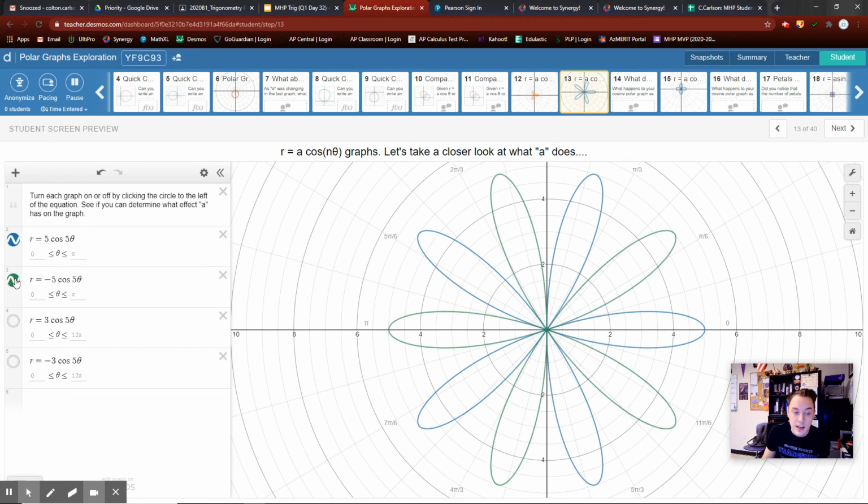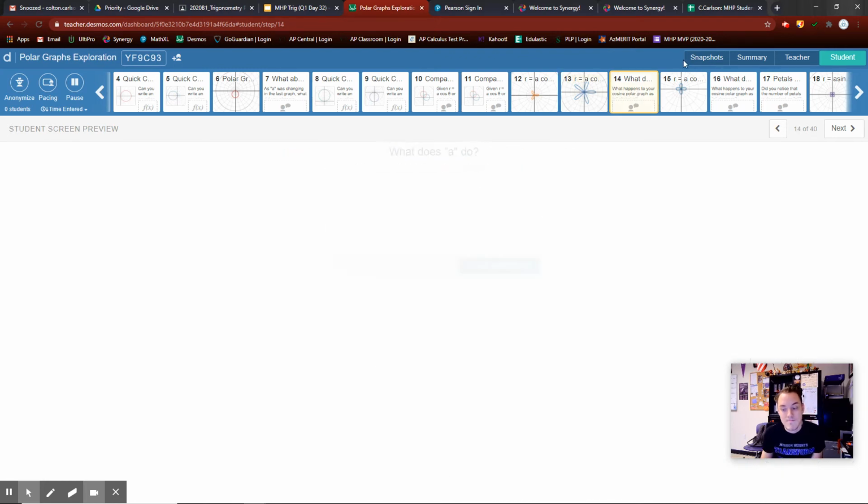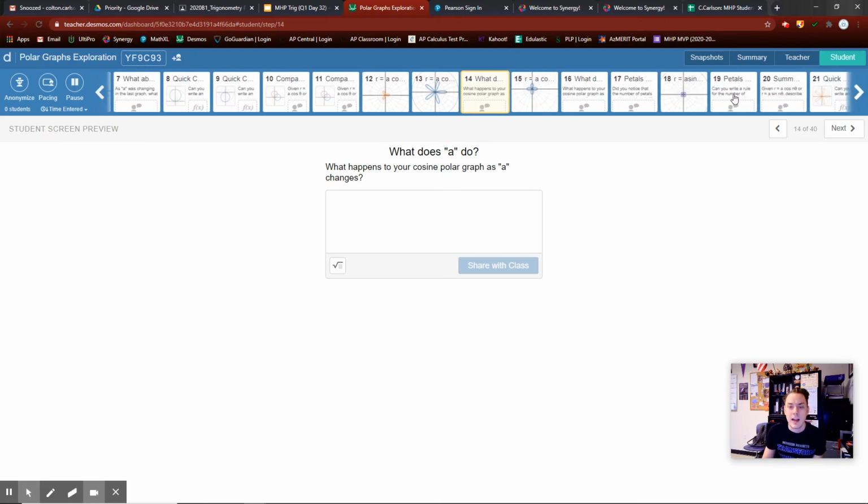So if I make them negative, if I just have 3, and then if I make that a negative as well. See what the differences are, and then you're going to talk about them. Okay, very simple exploration, very chill. Okay, I think it's actually a rather great Desmos activity.